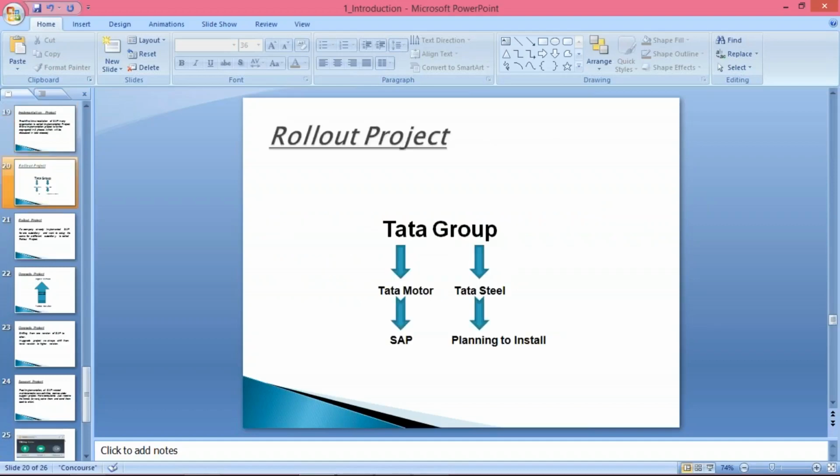Now the next one is called a rollout project. The second project is called a rollout project. So what is this rollout project, guys? Say for example, Tata Motor. Tata Motor is part of Tata Group. Now Tata Group has decided that we'll do one thing: we are going to replace this Tally with a much bigger platform, in the sense SAP. So here Tata Group has decided to implement this SAP.